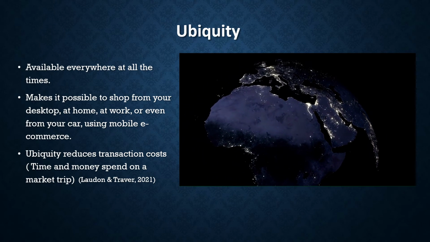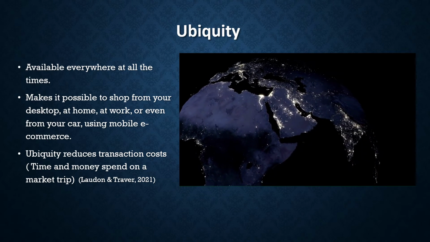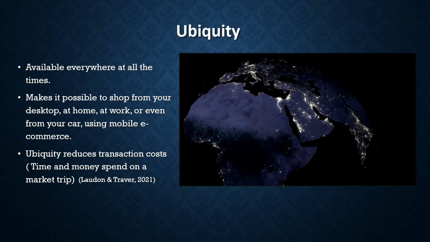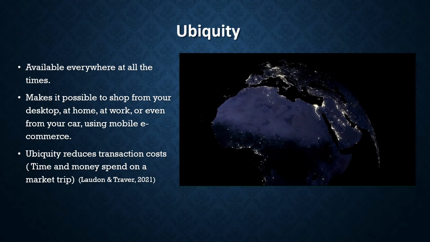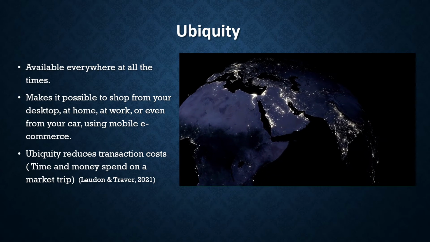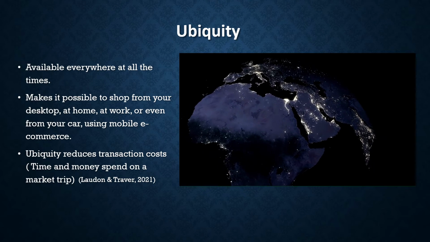To buy anything, we have to go to the market, spend time to get there, and spend some money to make a trip. But with ubiquity, you don't need to go anywhere. You can access it from your home, wherever you are sitting, and you can browse that website and do the online shopping.